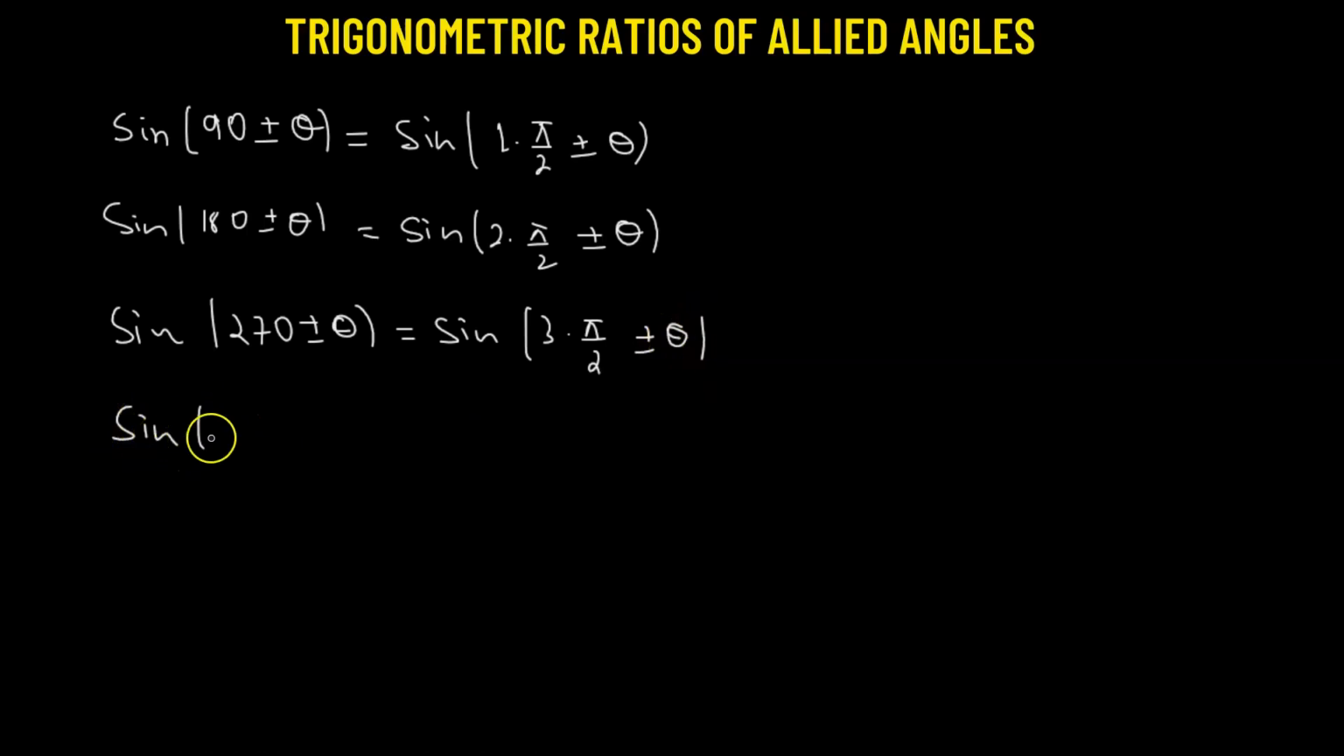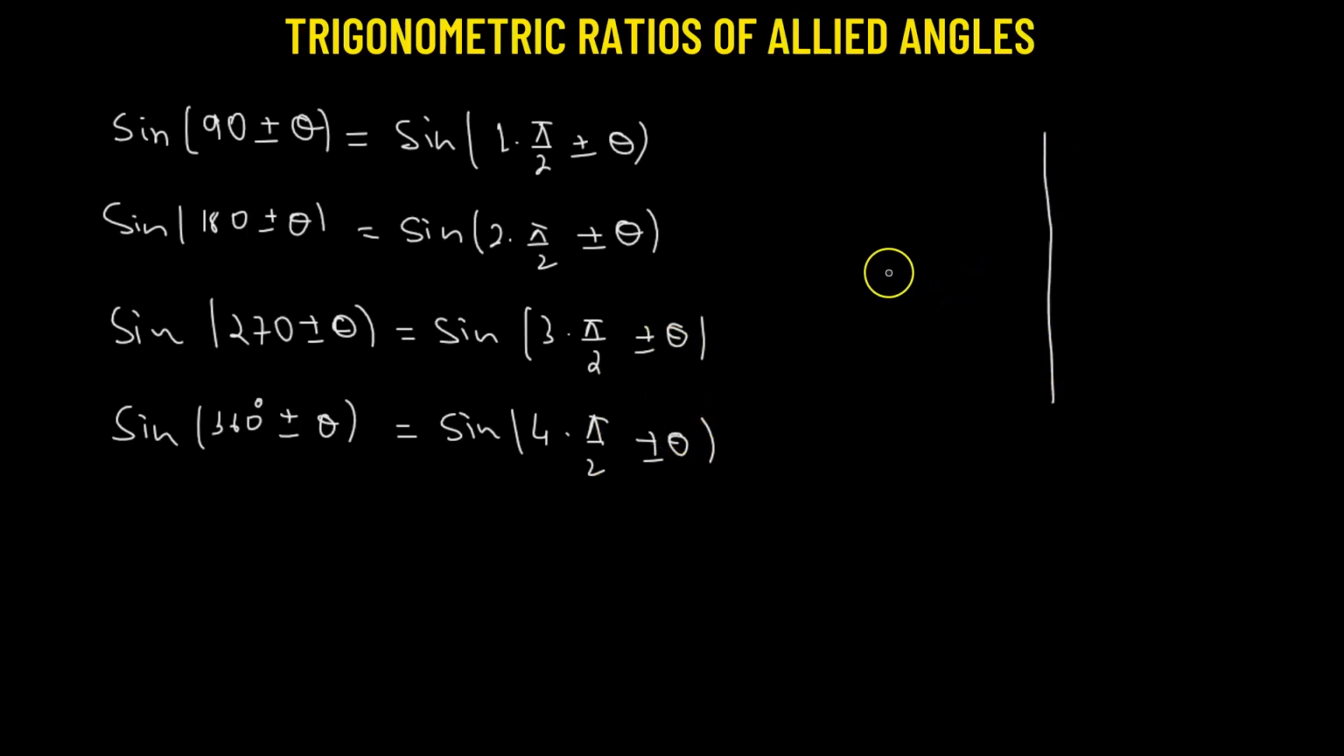Sine 360 degrees plus or minus theta can be expressed as sine of 4 times pi over 2 plus or minus theta, because 4 times pi over 2 is 2 pi, and 2 pi is 360 degrees. The reason we are writing in this particular fashion is that we can then use the quadrant system. So in the first quadrant, we have 1 times pi over 2.